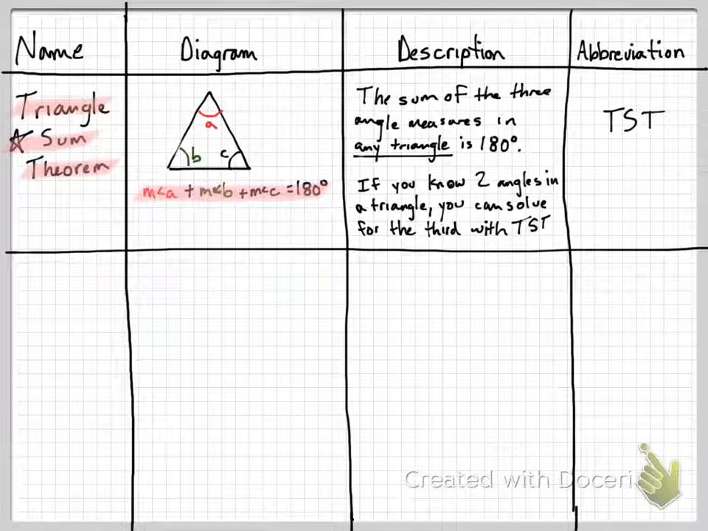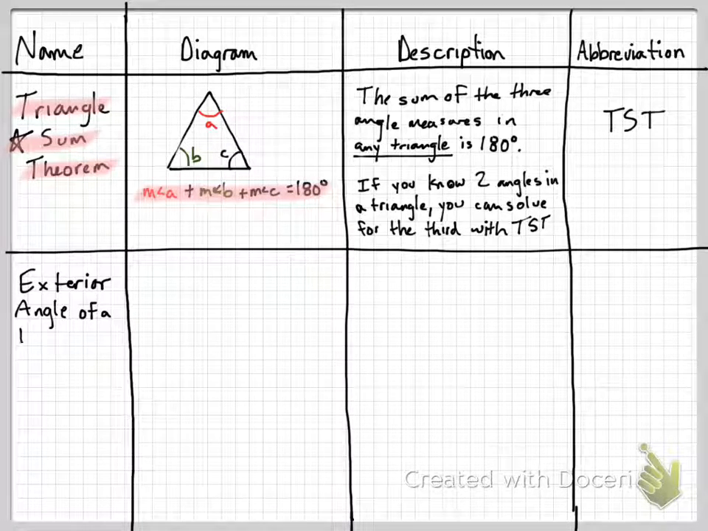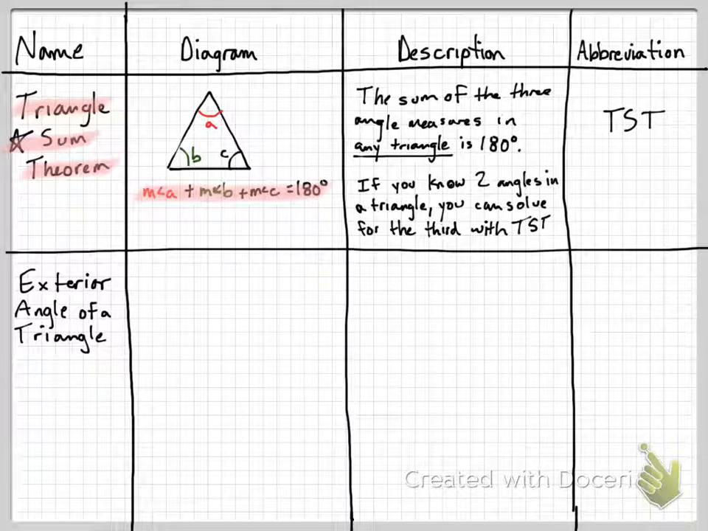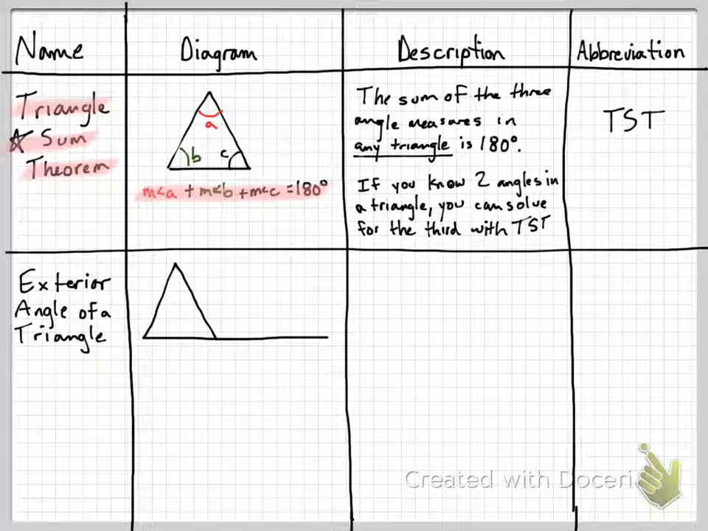We have 4 total today. And the next one is called exterior angle of a triangle. This one will probably be new for you, but hopefully it's not. I don't think any of these are super challenging on their own. So I'll draw the diagram like so, a triangle. But this line extends over, and I'll label my angles like so.